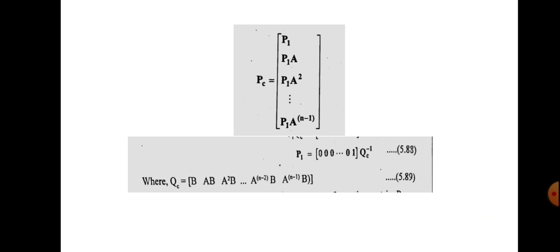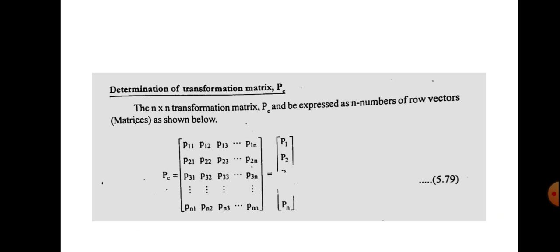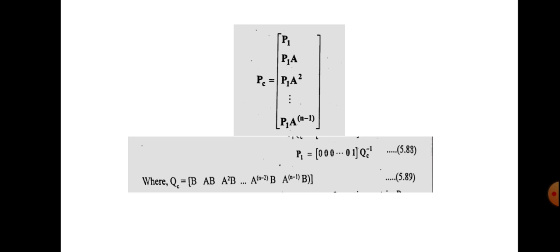Once you get the value, you can substitute that value in this matrix. So PC is equal to P1, P2, etc. up to Pn, which is our required matrix. And that PC will have the value like this.